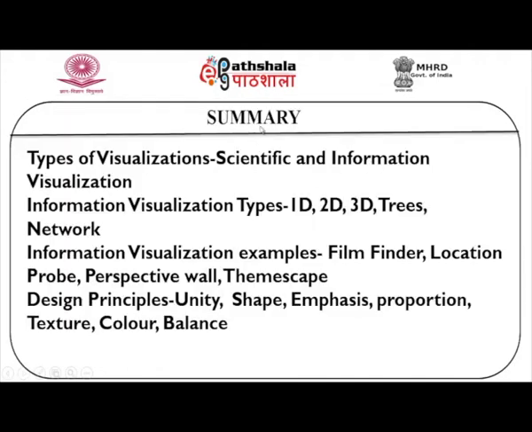Till now, to summarize, in this module we have been looking at the various types of visualizations like scientific and information visualization. We have also looked at the information visualization types like one-dimensional, 2D, 3D, trees and network kind of visualization. We have looked at various examples of information visualization: film finder, location probe, perspective wall, themescapes. These are good examples of information visualization. We have also looked at the design principles associated with the visualizations like unity, shape, emphasis, proportion, texture, color and balance. Thank you.